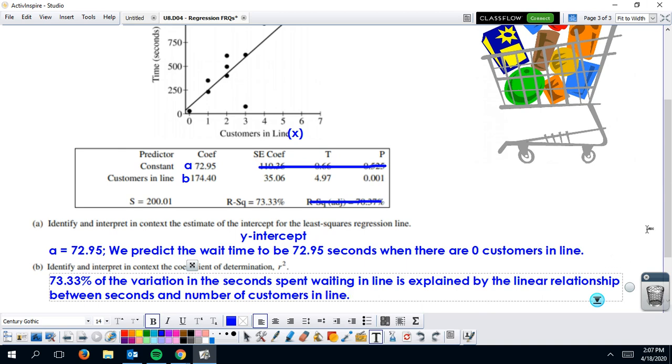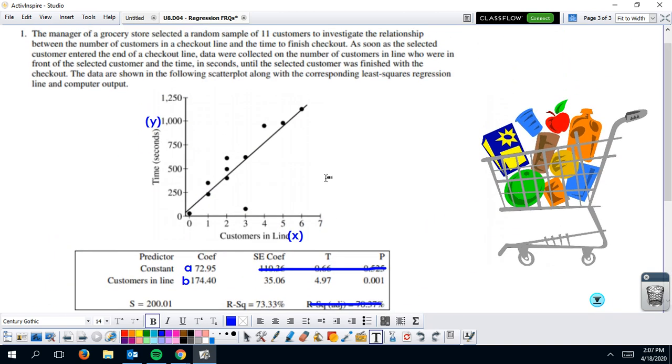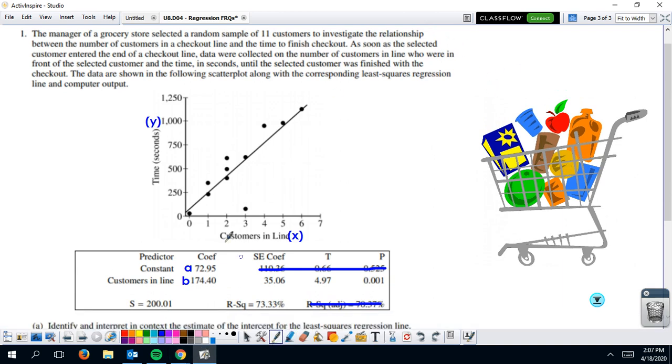And then this last one says one of the data points was an outlier. Circle the point and explain why it's an outlier. And so the outlier is going to be the one that is the furthest from the line with the largest residual. That's this one. Oh, wow, it's a terrible circle. Let's try it again. This one.